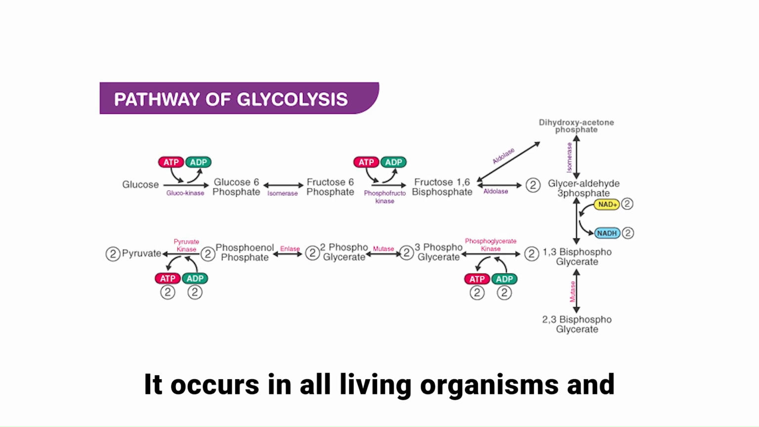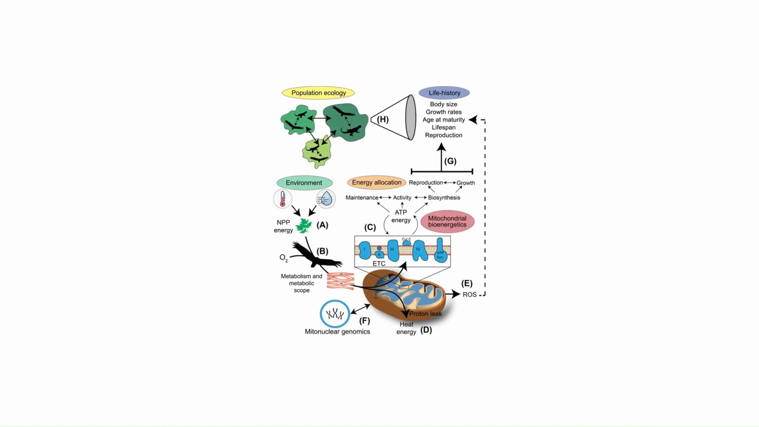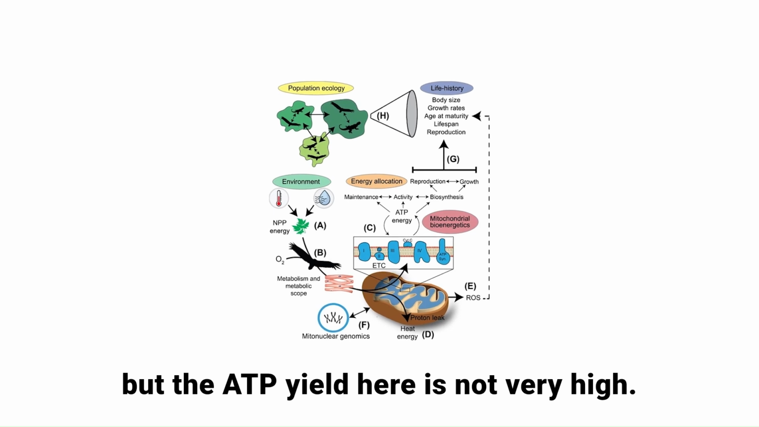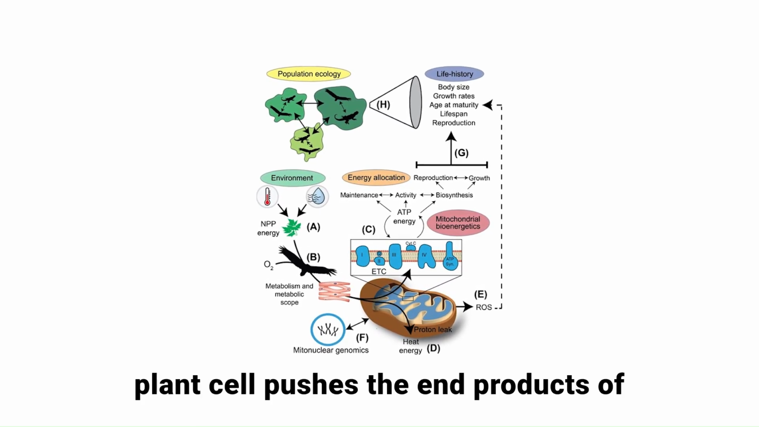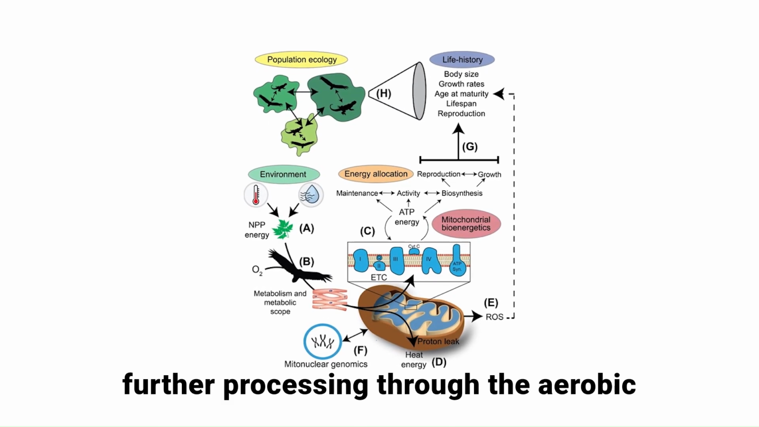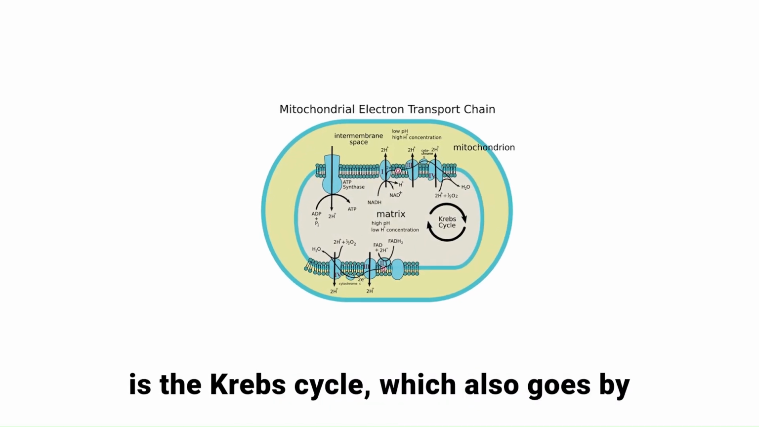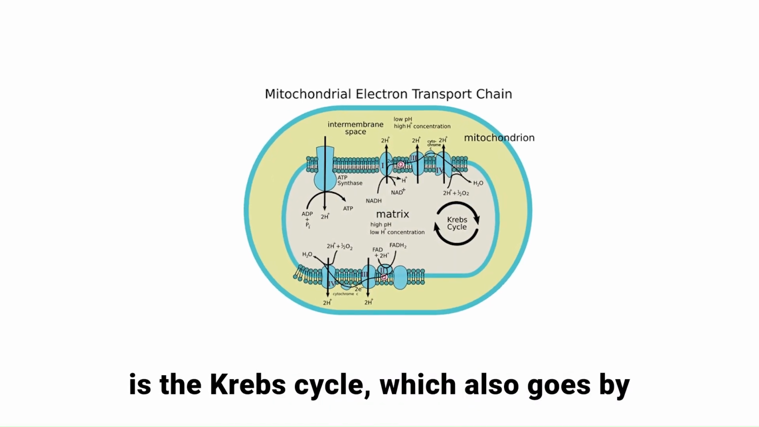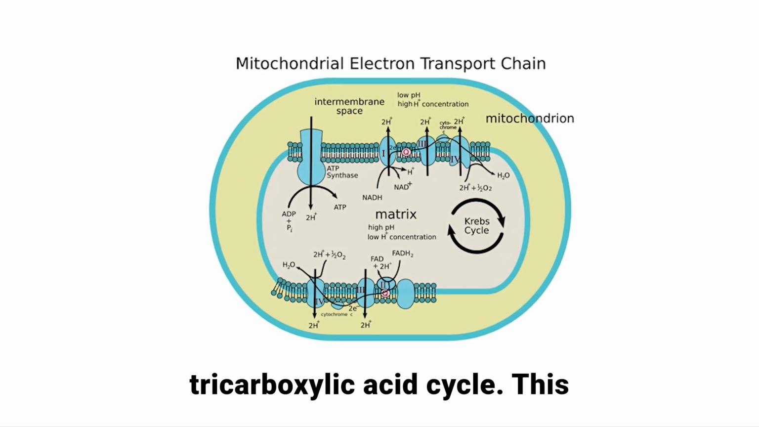The beauty of glycolysis lies in its simplicity and universality. It occurs in all living organisms and provides an immediate source of energy. But the ATP yield here is not very high. Therefore, if oxygen is available, the plant cell pushes the end products of glycolysis into the mitochondria for further processing through the aerobic pathway. The next major stage is the Krebs cycle, which also goes by the name of the citric acid cycle or the tricarboxylic acid cycle.